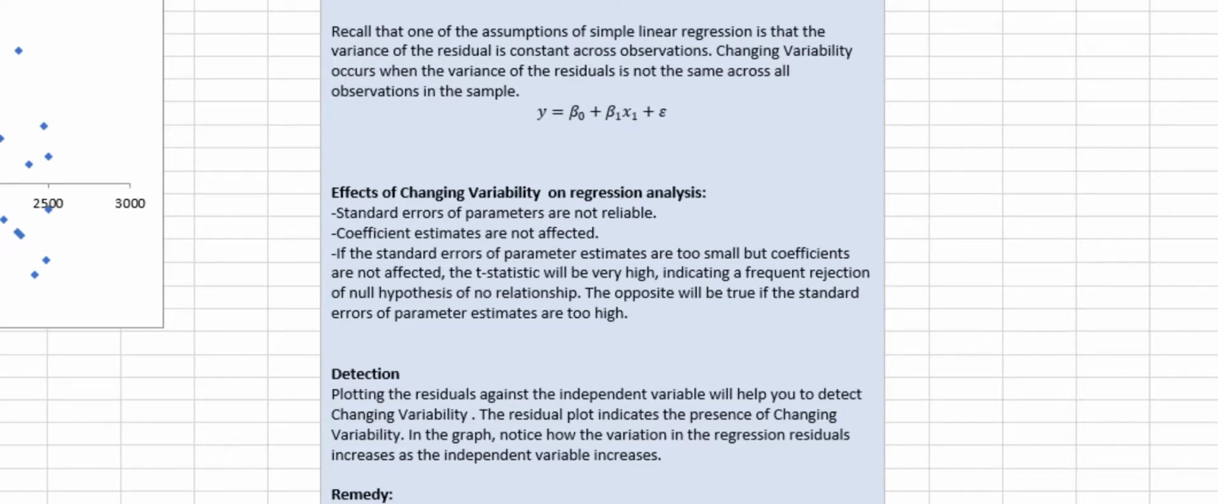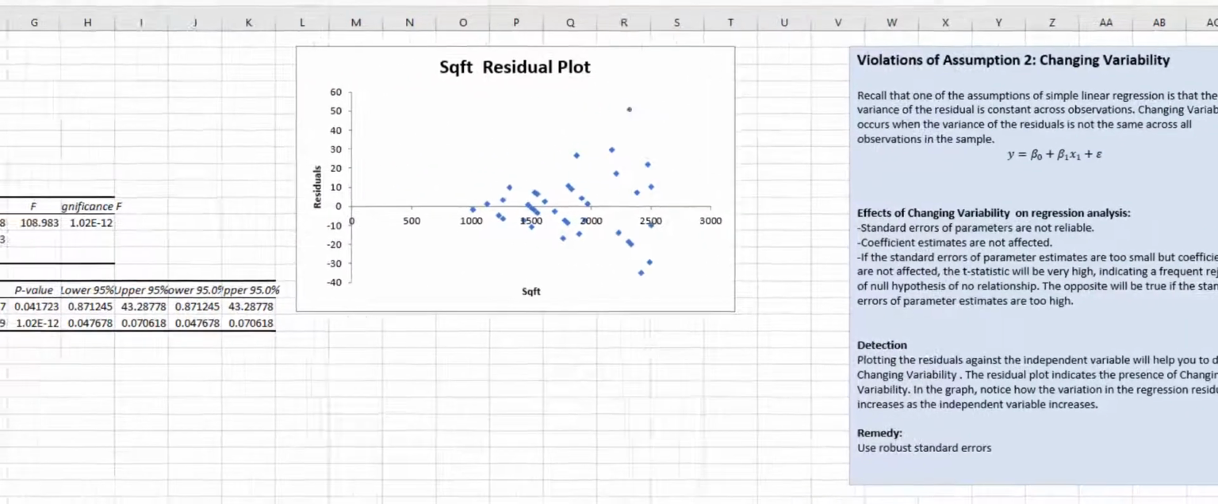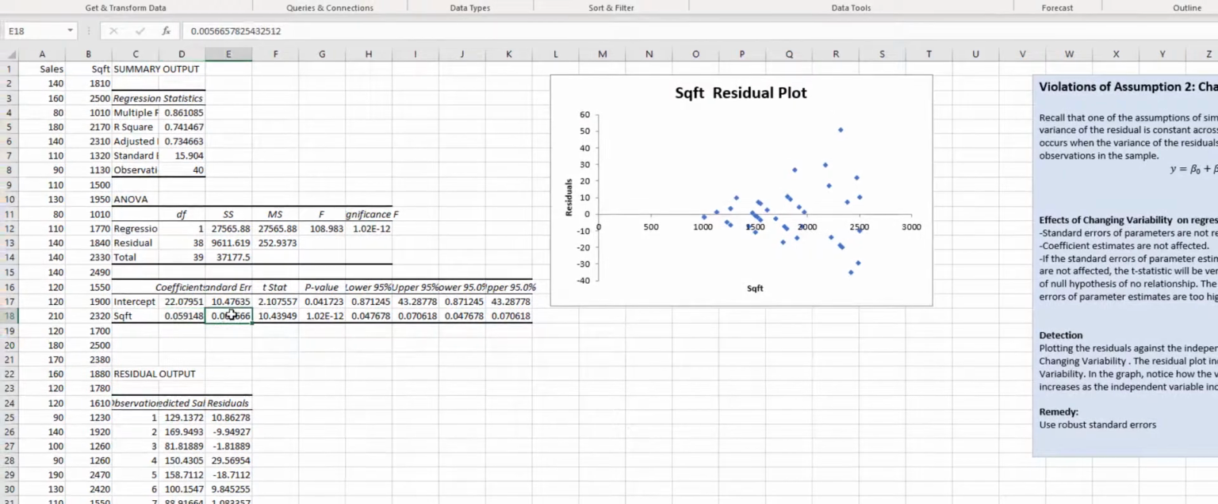But if the standard errors of the parameter estimates are too small, but the coefficients are not affected, then the t or F statistic will be very high, indicating a frequent rejection of the null hypothesis of no relationship. The opposite will be true if the standard errors of parameter estimates are too high. So as you see here, the standard errors are too low and therefore the t-stats are too high, and you are going to say, okay, there is a relation and a strong relation between square foot and the sales, but it may not be true because we have the problem of changing variability.